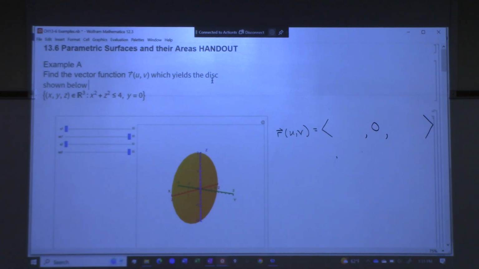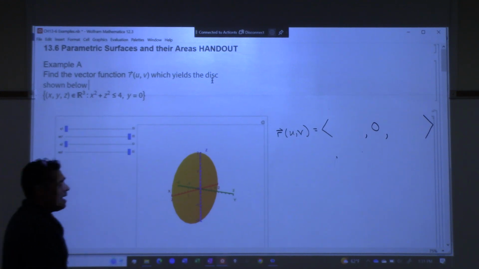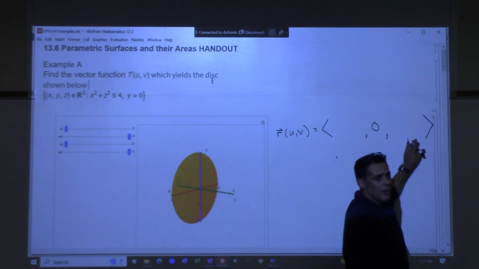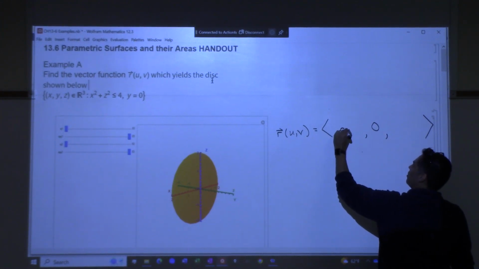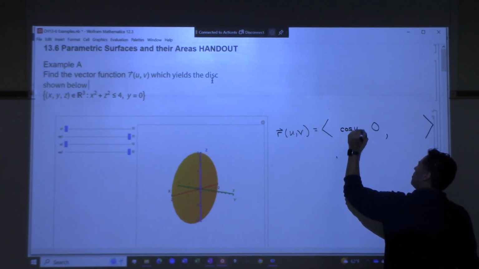Now, that means I have to use the x and the z components to draw a bunch of circles, right? I know how to draw a circle. I use cosine theta, sine theta, right? But here I have u and v, so I'm not going to use theta. So do you agree I could do this? Cosine u, sine u?